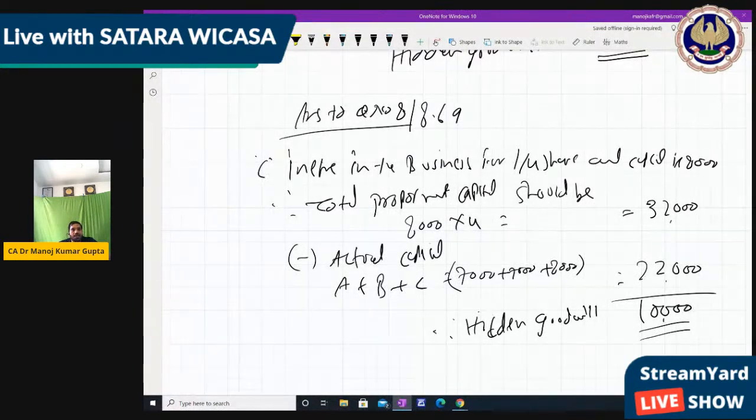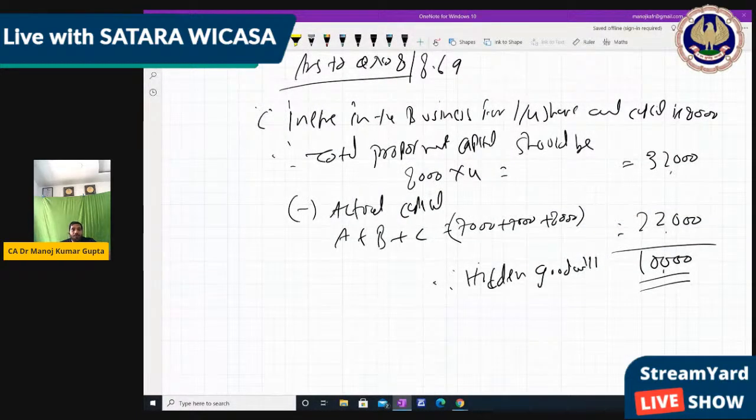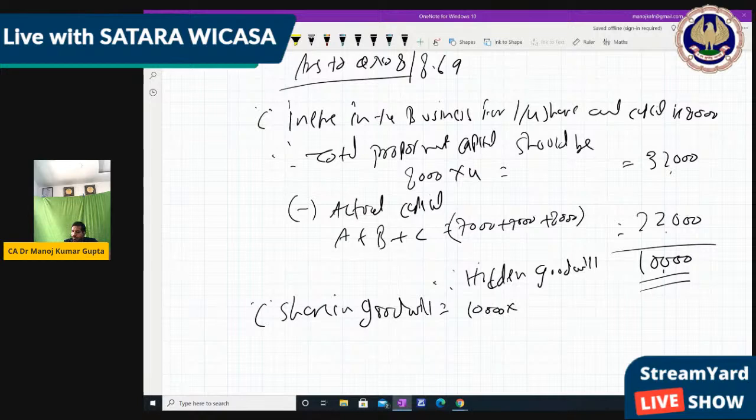Now, what is the treatment of hidden goodwill? C will bring for his share how much? His share in goodwill is 10,000 into 1/4. That is, he brings 2,500, because 10,000 divided by 4 becomes 2,500. So his share for goodwill is 2,500. Is it clear? Very good.